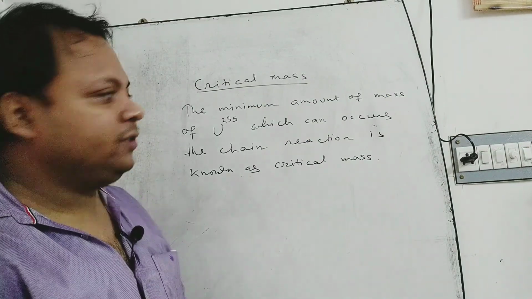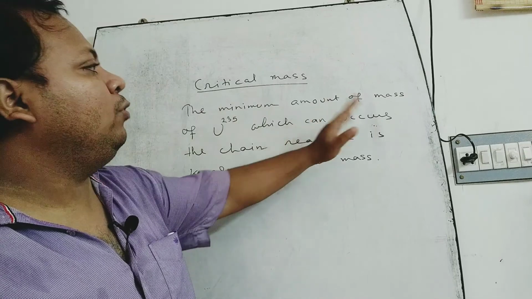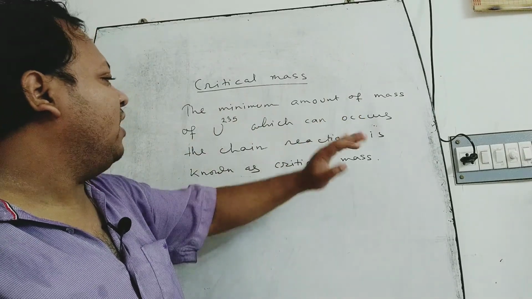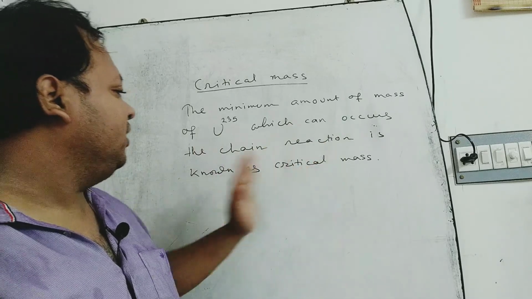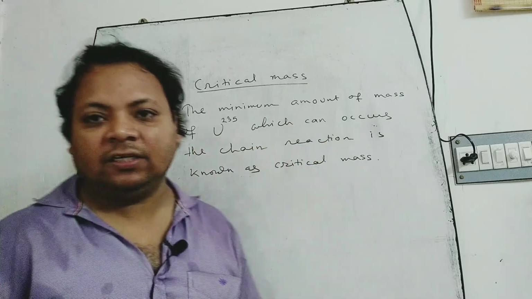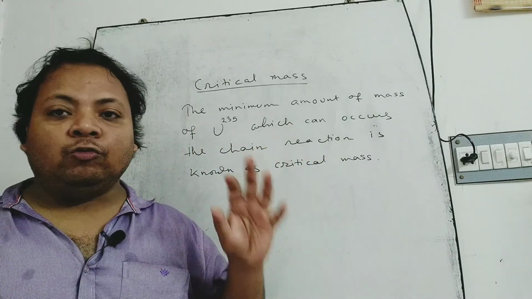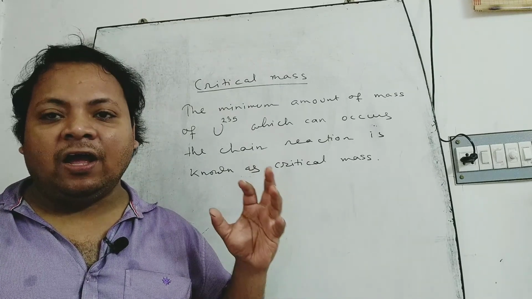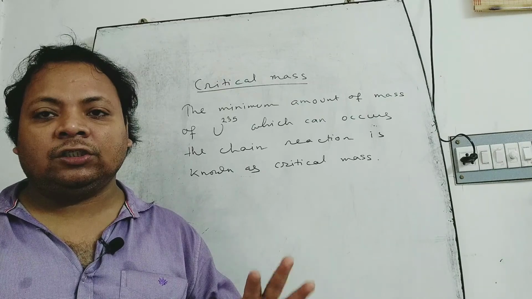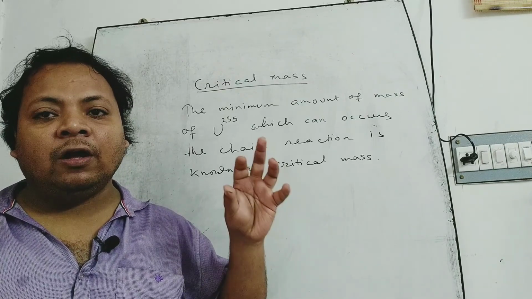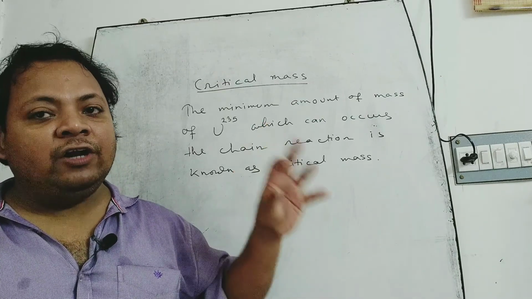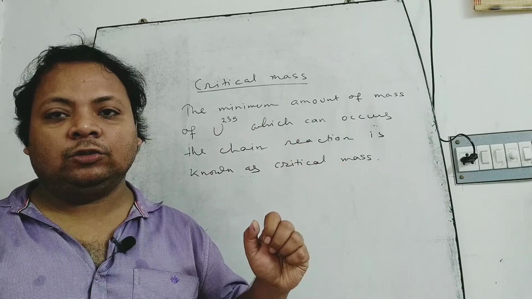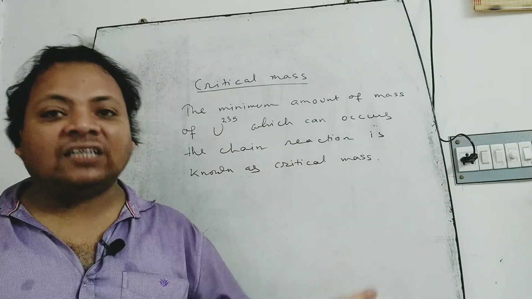Next, critical mass. The minimum amount of mass of uranium-235 which can sustain the chain reaction is known as critical mass. That is, to start a chain reaction, we need some minimum amount of radioactive uranium-235 mass which can start the chain reaction.